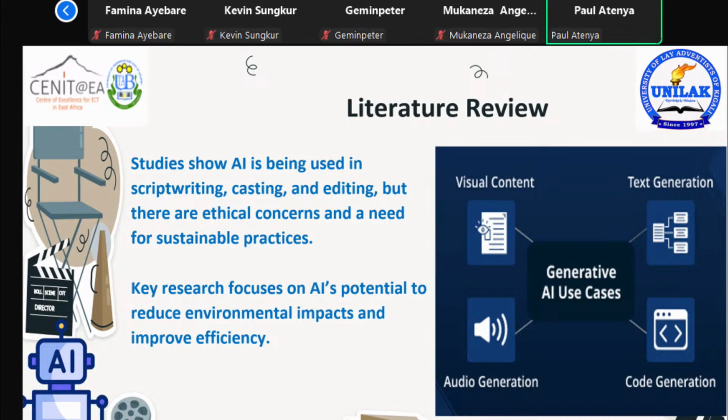When you talk of code generation, this is mostly in editing, in the post-production, which is the third phase of filmmaking, where when it comes to editing, rendering, AI has come to help a lot when it comes to editing videos, making it very easy, and which is helping to increase the quality of the video produced.